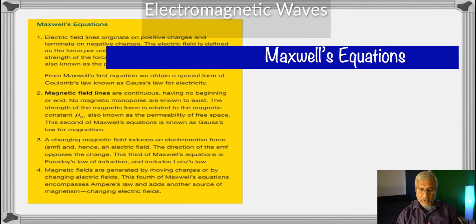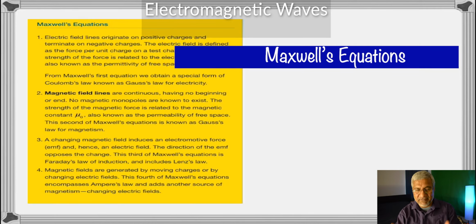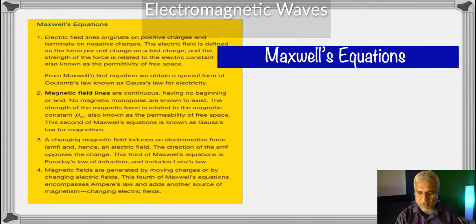Number 1, we know that electric field lines start from a positive charge and end on a negative charge. Remember? They start from positive and end on a negative charge. So that is the first one. And we know that the permittivity of free space is involved in drawing those field lines. This is called Gauss's law for electricity. So that's number 1.